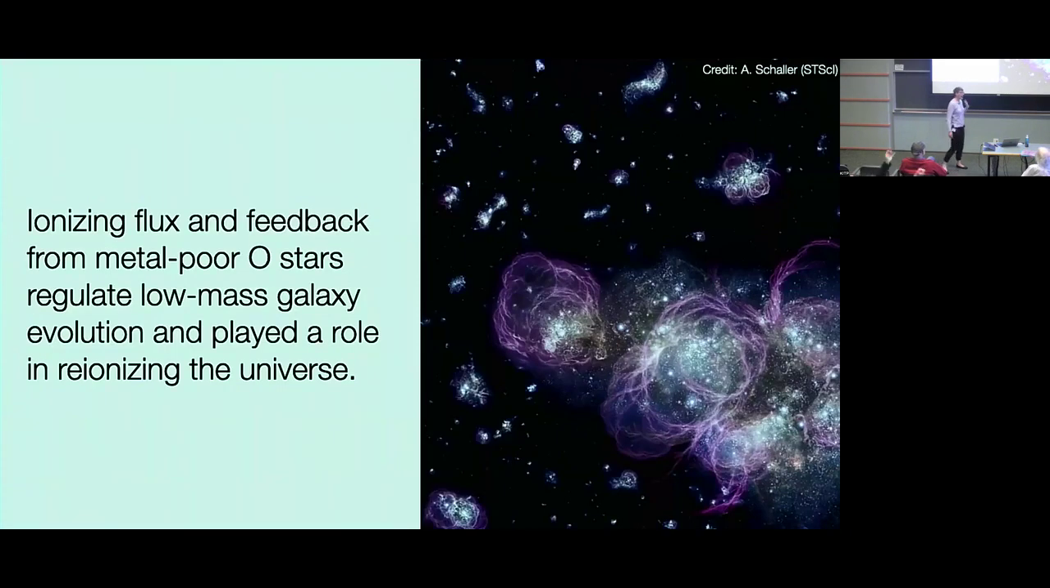So, okay. I am interested in O-type stars. These are the stars that are massive and hot enough to produce ionizing radiation. And these are also the stars that at low metallicity are providing feedback and dominating the UV and ionizing radiation from galaxies in the early universe and in dwarf galaxies across cosmic time.